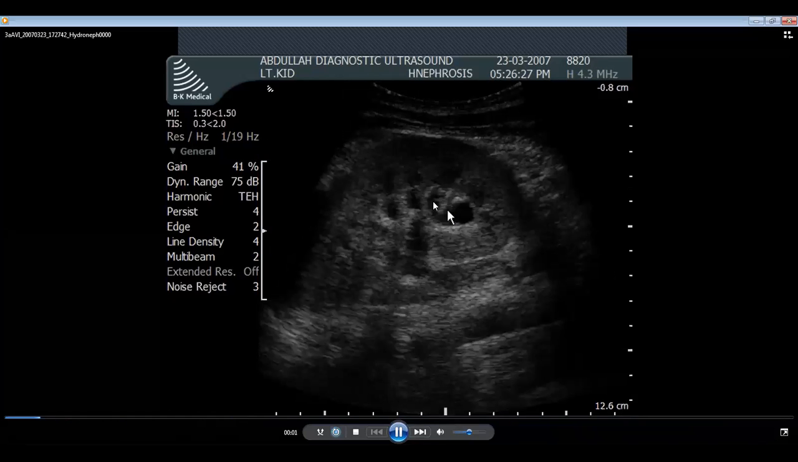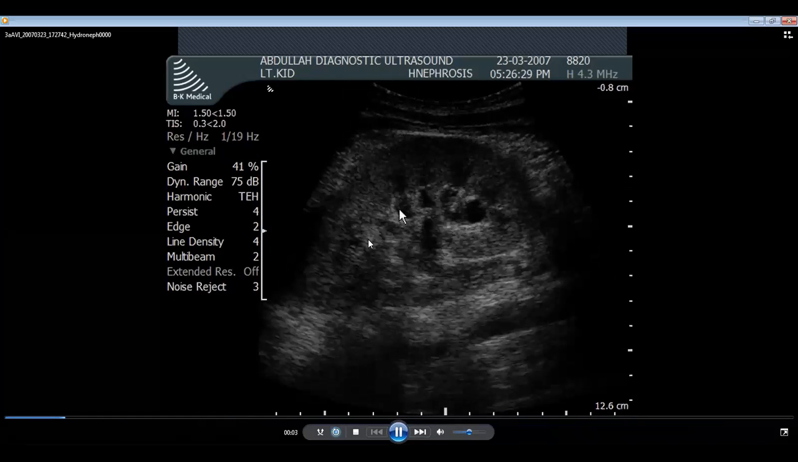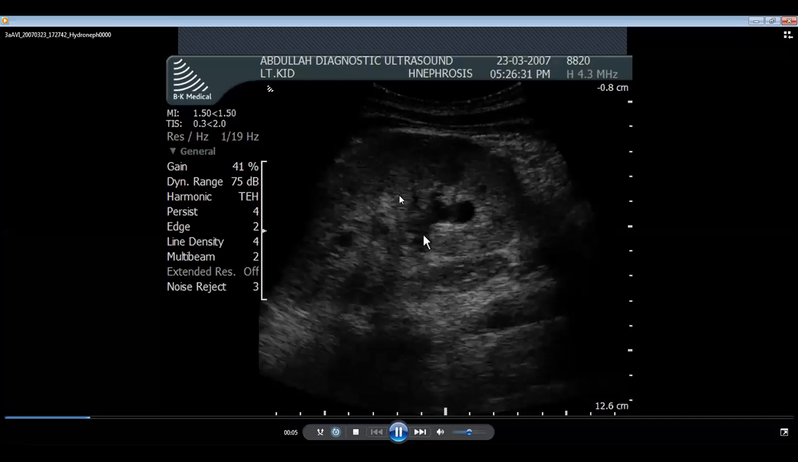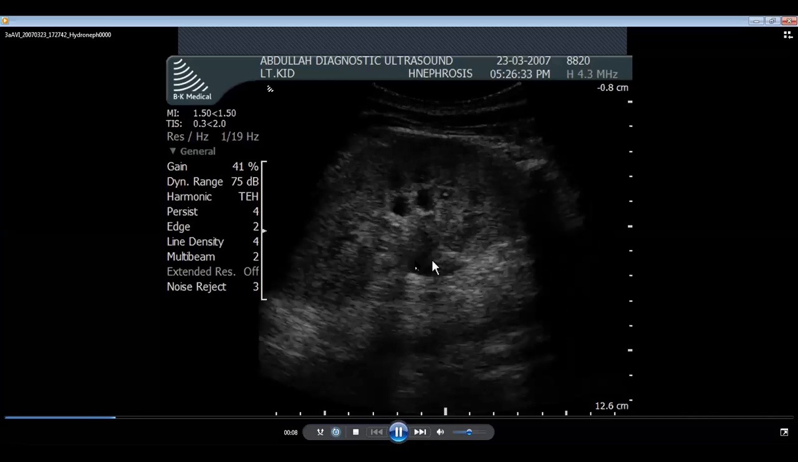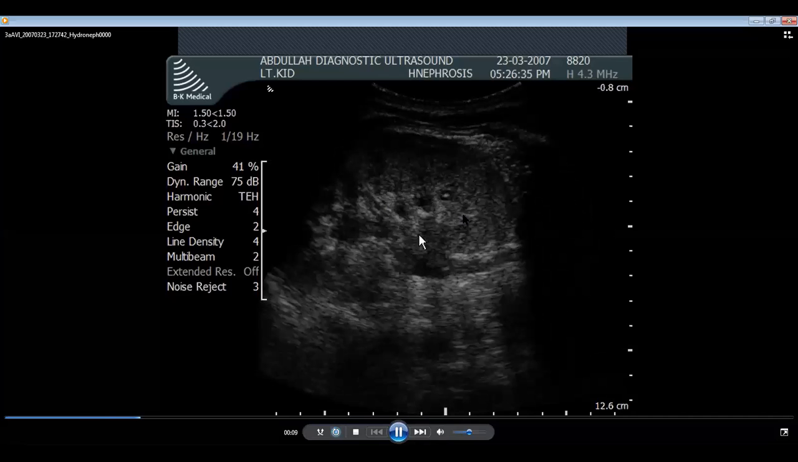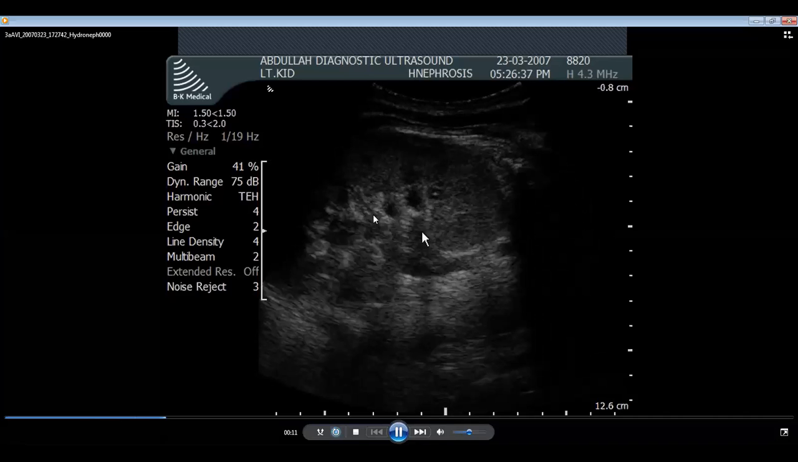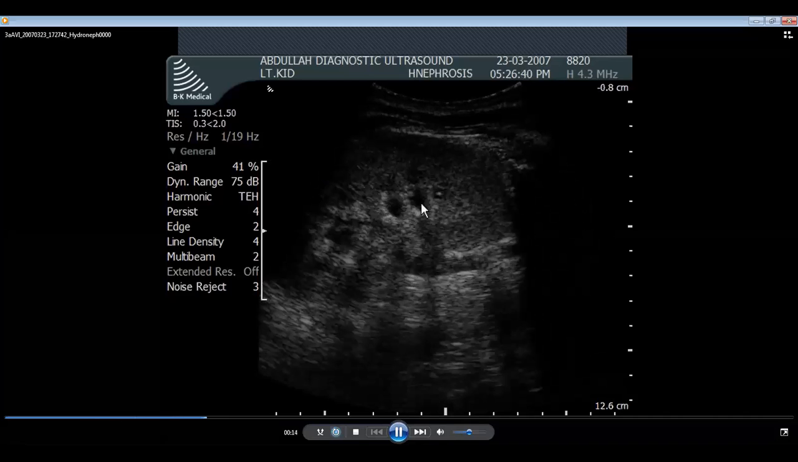Look at the dilated calyceal system. So many calyces, all draining into the pelvis. They're all mild to moderately dilated. And there you see the parenchyma.